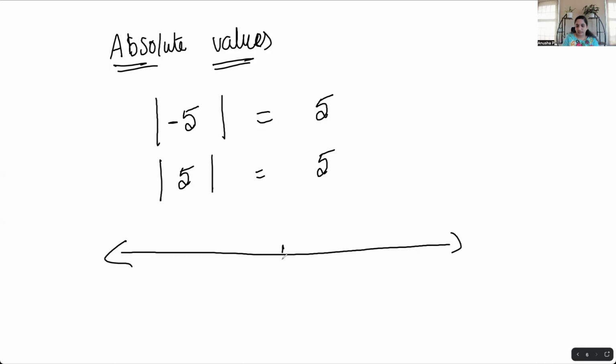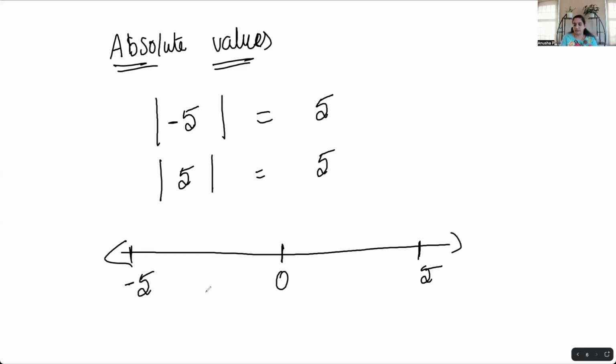So for example, if you have a 0 here and a 5 here, then minus 5 will be here, right? So absolute value is nothing but the distance from 0 to 5, or, if it is the absolute value of minus 5, it is the distance from 0 to minus 5. So the absolute value, whether it is a positive number or a negative number, is always positive.